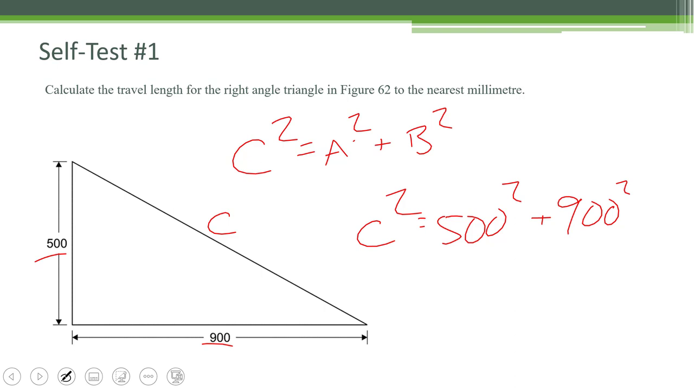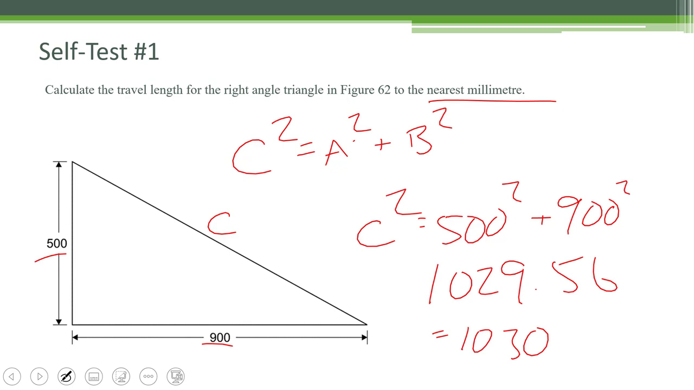Okay, so you should get 1029.56, something or other. We want the nearest millimeter, so it'll just be 1030. Okay, 1030 millimeters.